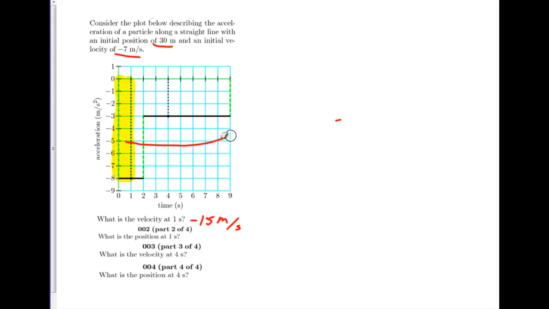Now the second one's a little bit harder, but just follow along with what I'm going to do here. The second one says, what is the position at 1 second? What you're going to have to do with this is draw yourself a velocity versus time graph, and I'm going to go ahead and draw mine. We'll do something a little bit rough. Now we're starting at -7. So I'm going to put little tick marks, and this value here will be -7. So that's where I'm starting.